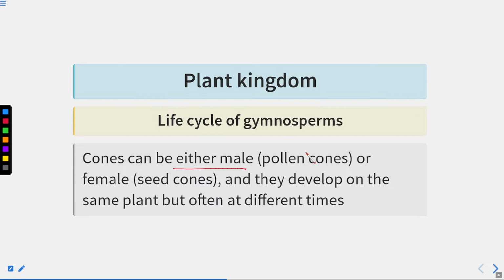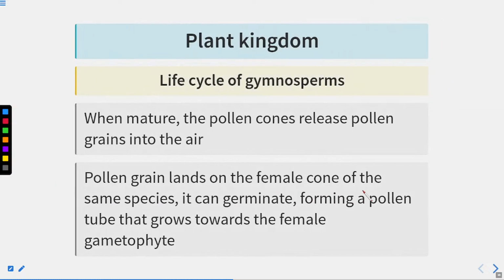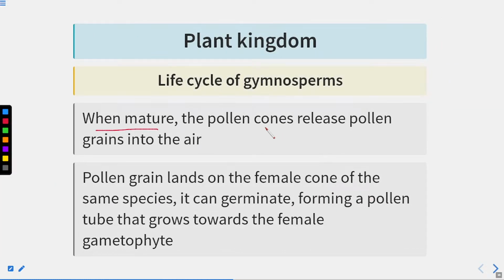In the monoecious species, they have different branches, as we can see in the case of Pinus, right? So Pinus has two different types of branches: one branch that bears the male cone and one branch that bears the female cone. They develop on the same plant but at different times. Sometimes their timing is also different for the formation of the male and female cone. When they mature, the pollen cone releases pollen grains into the air, and the pollen grains land on the female cone of the same species.